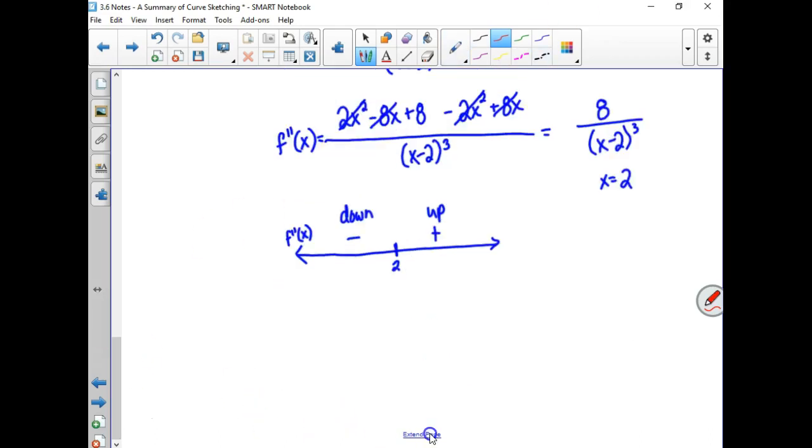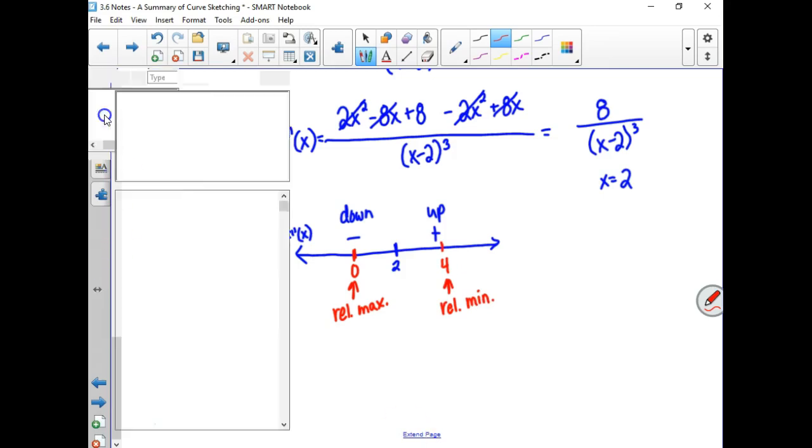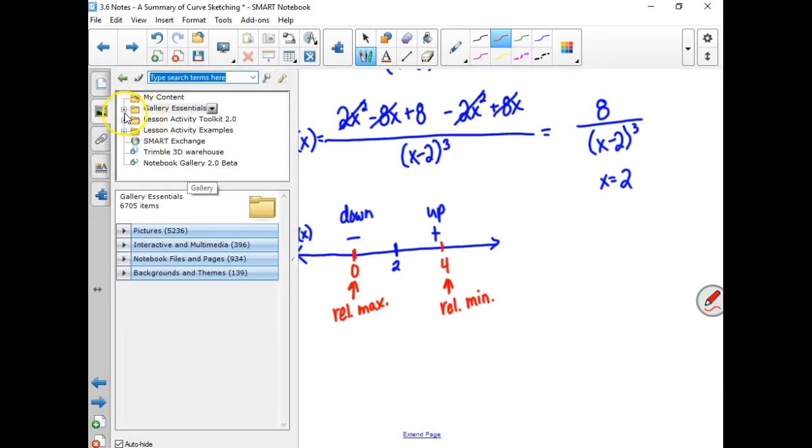And so 0 is a critical point of my first derivative. So what am I going to have right there? Relative max, because if it's concave down, that would be a maximum. And then 4 is here. That's going to be a relative minimum. Now we can graph.